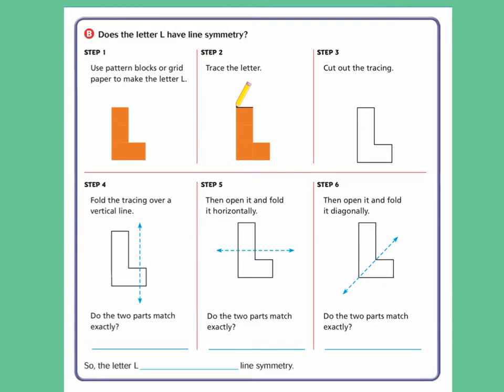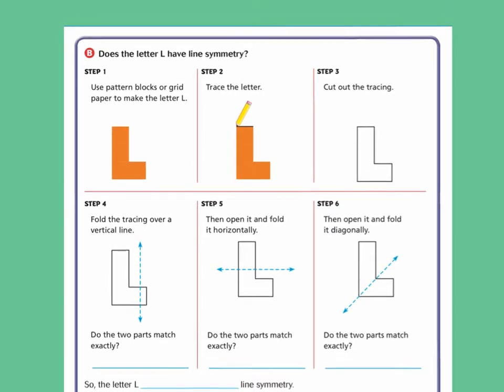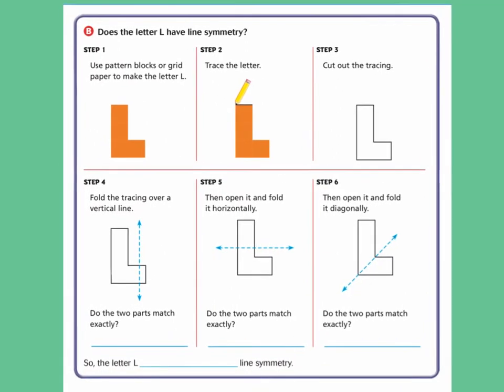So let's look at step number 4. It says fold the tracing over a vertical line, and really I'm just going to highlight this a little for you. If I were to draw a line here vertically on the right hand bottom section of our L, you can see that this section is not a mirror image and does not fit exactly up against this tall column of the L. So do the two parts match exactly? No, they do not.